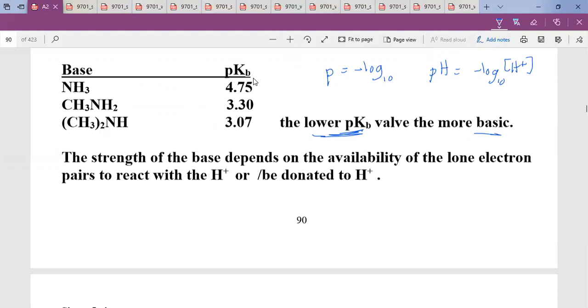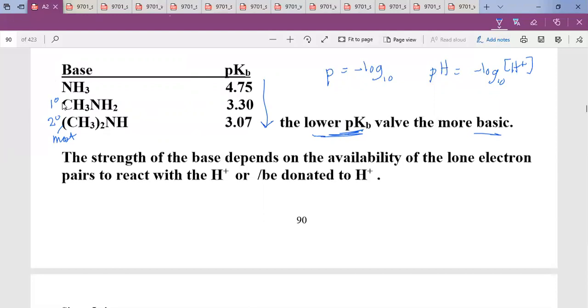That means this one here is more basic. As you go down here, it becomes more basic. This is the most basic of all. Now, tertiary is different. The explanation is different. Tertiary in fact is less basic than your secondary. This is your ammonia, primary and secondary. If you want to go over again, this is your ammonia, this is a primary amine, secondary amine. So secondary amine is more basic here.